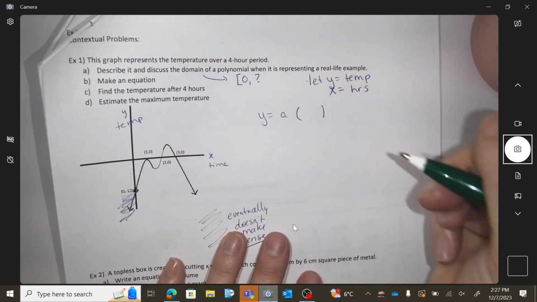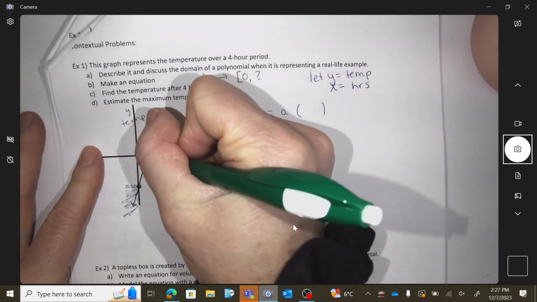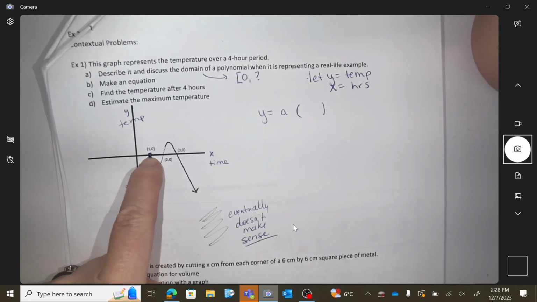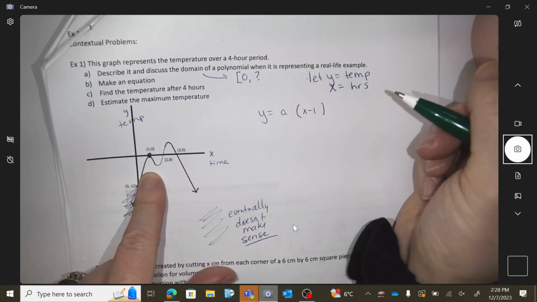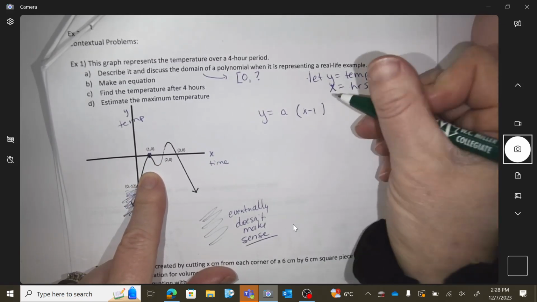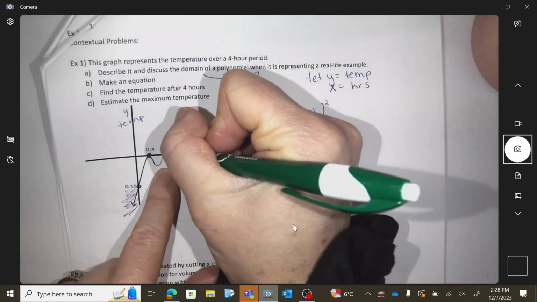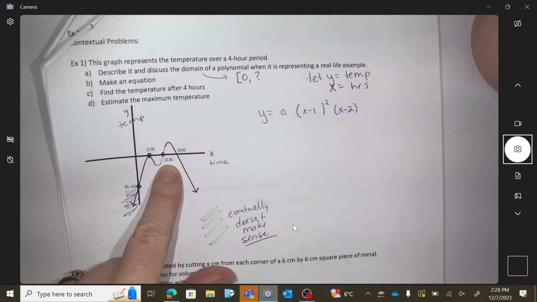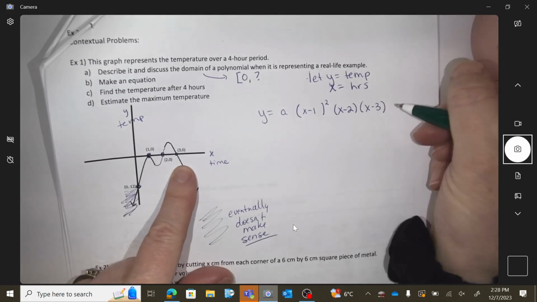Give me a factor that you would see as an x value. What's the first thing you see? Right here. What's the first x-intercept? 1. So x minus 1. What's physically happening right there? Bounce. Squared. Then it crosses again at 2, so x minus 2. And then x minus 3.